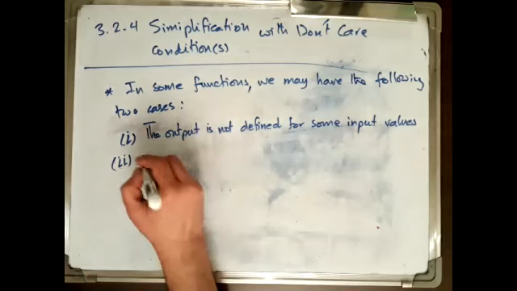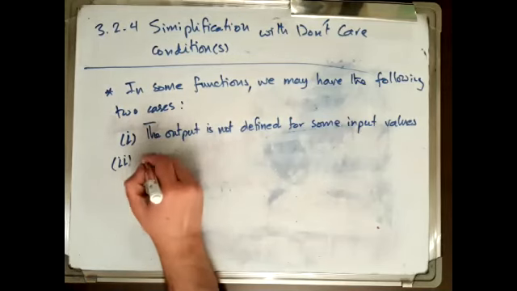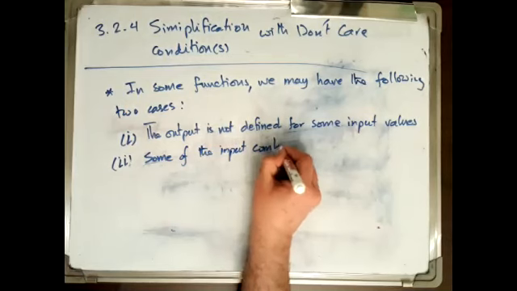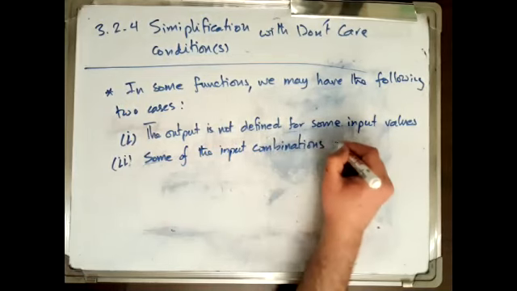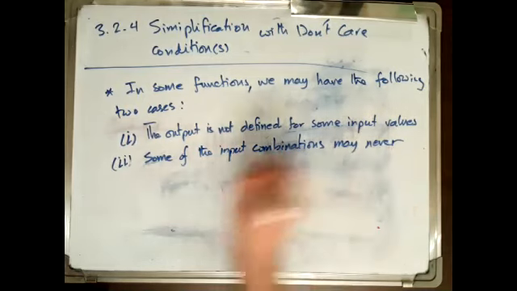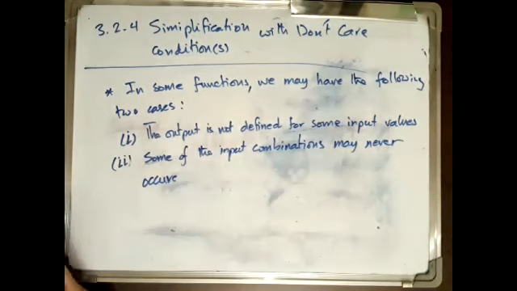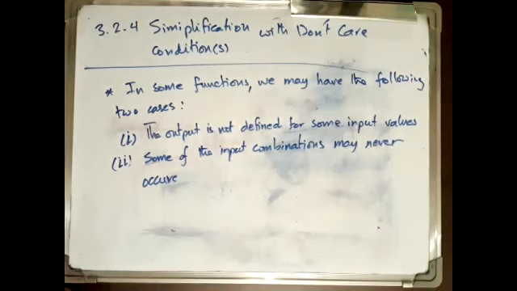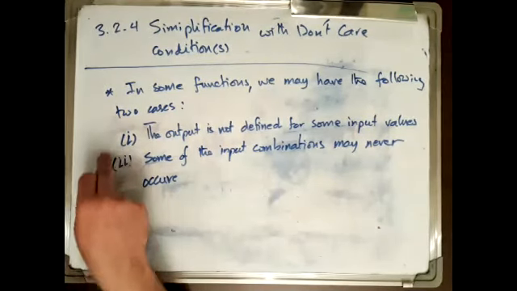The other case is that some of the input combinations may never occur. So the function, let's say, is a function of four variables, and for some reason, based on the nature of the system, some of the input values may never occur. For example, a value of 0101 may never occur. The user will never input this value to the system. So how to fill the truth table in such a case? How to define the minterms and the maxterms of such a function in these cases?